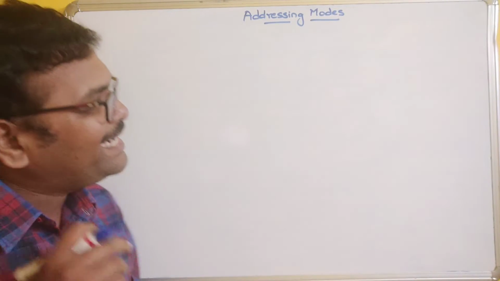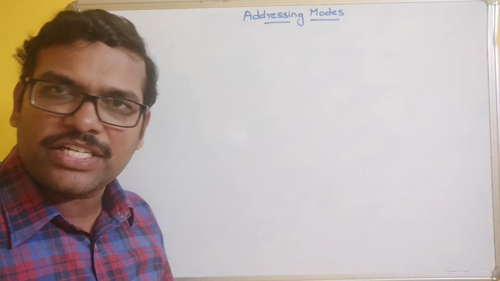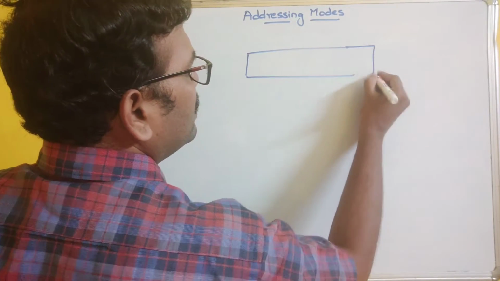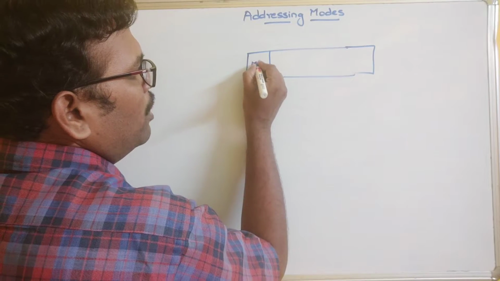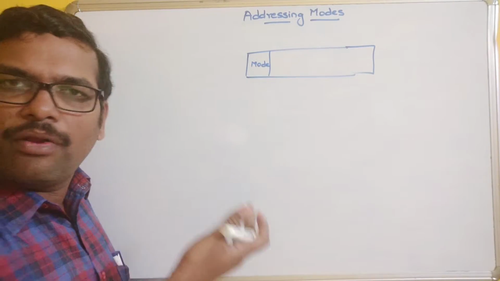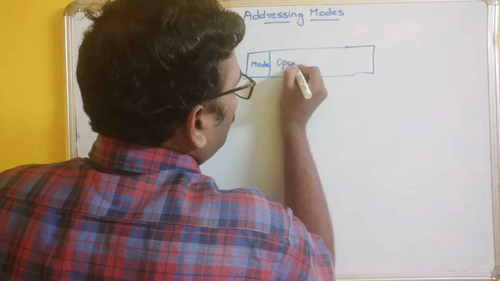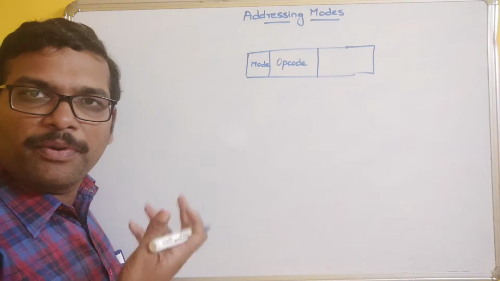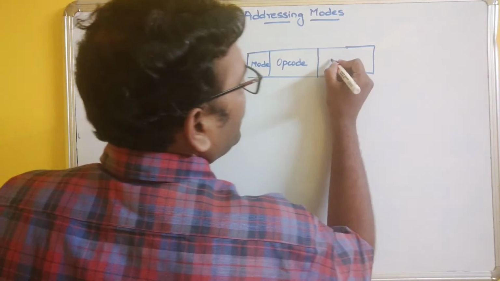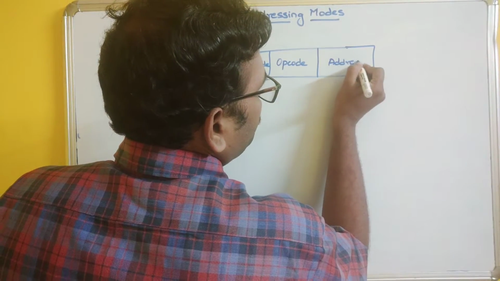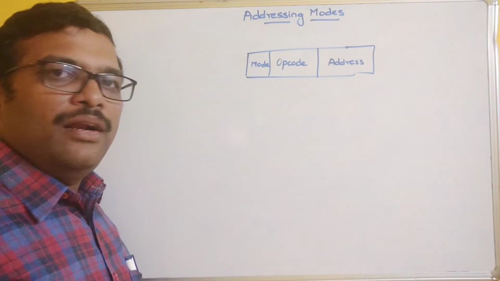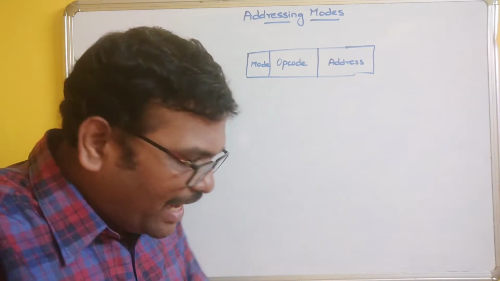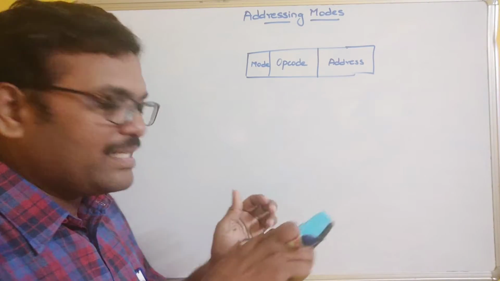Coming to the design of the instruction, the instruction format will have three fields. The first one is the mode, either direct or indirect. The next one is the opcode, which gives you the operation, what kind of operation needs to be performed, and the next one is the address. So how do we identify this address? That is nothing but our addressing modes.